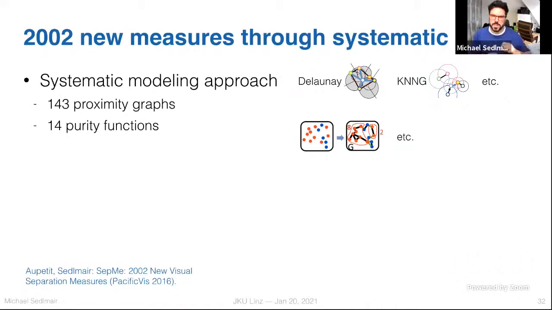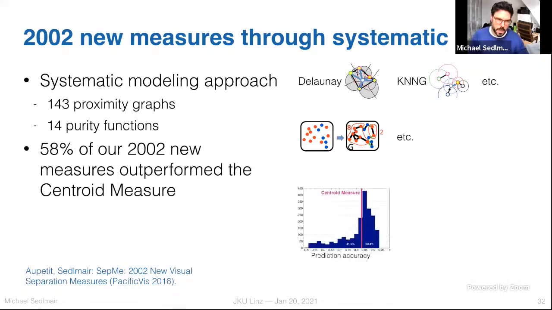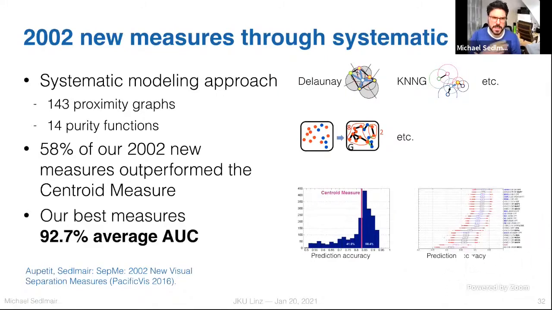And also purity functions. So how can we break down these neighborhood graphs to give us a number for the separability of these classes? We did that, and we found out that almost 60% of our new measures were better than the best state-of-the-art centroid measure. So these were quite promising results. The best measure, without diving into mathematical definitions here, almost scored a 93% average AUC. The best measure was computationally very expensive, so we usually suggested a simpler one, a KNN one, which had a 92.4% average AUC.